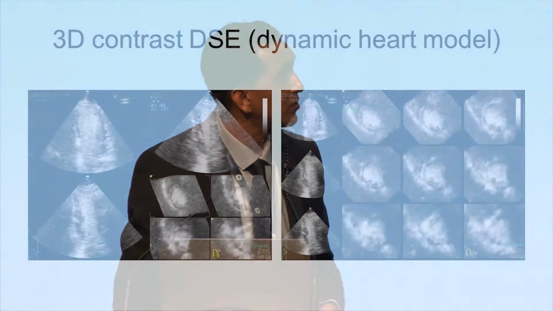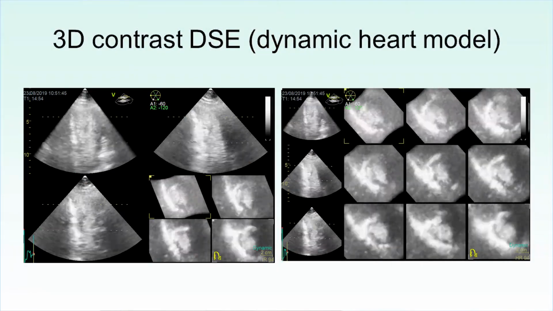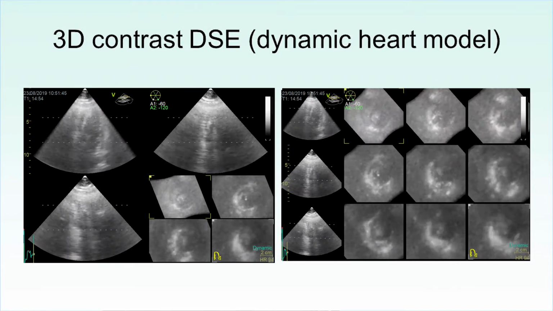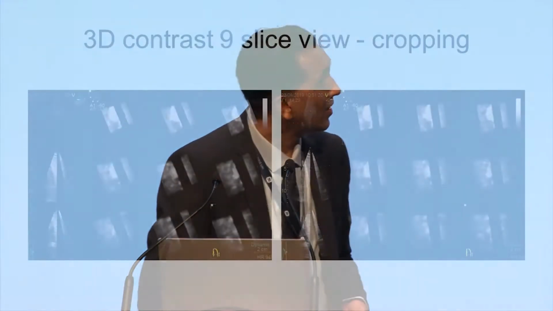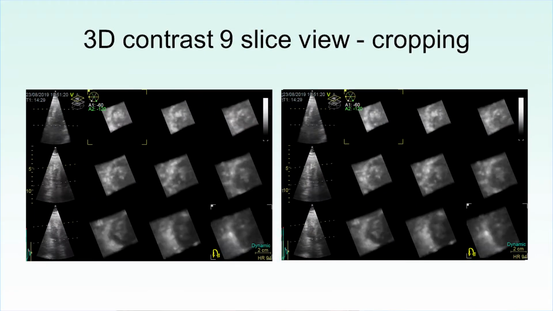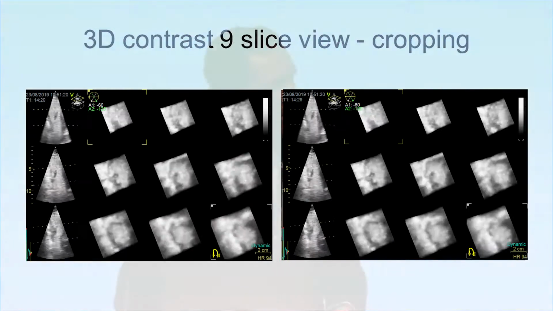I look at some of the 3D contrast 9-slice cropping and try to crop right to the apex of the heart using the dynamic heart model. This is very useful and allows you to look right into the apex of the heart. Again, trying to demonstrate it here. If you look very carefully, you can see all the way from the apex to the base, and you can clearly see it's a normal response.